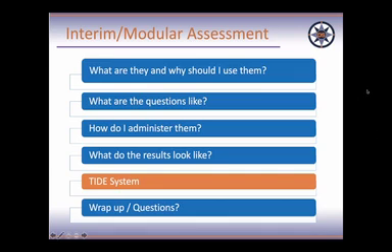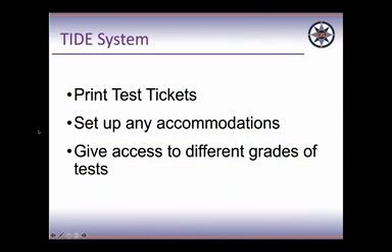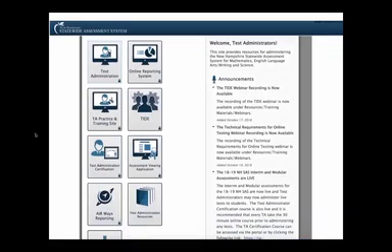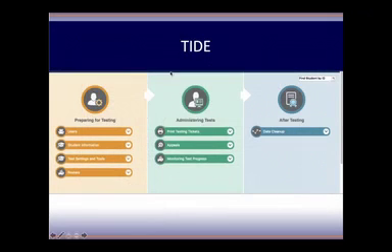Okay, now to the TIDE system, which is where all the users and the students and the accommodations are set up, and where you can print test tickets. So I'll show you this. And you can give access to different grades. So again, you come to the 9-box page and you click on TIDE, and this is the screen that comes up. And if you want to print test tickets, you click on print testing tickets.